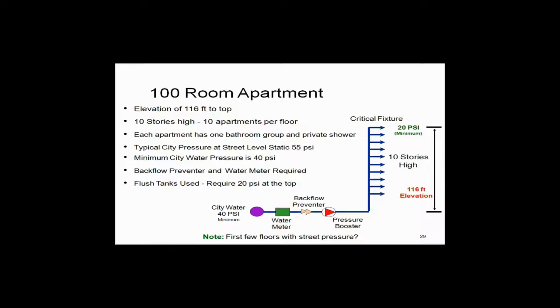How many apartments are there? Fine, but we're worried about pressure right now. Remember, 2.31 feet makes a pound. So I need that minimum pressure at the top of the critical fixture, and that's going to become very critical as we go forward for the new code bit. Then we got 10 stories of pipe, so we got the elevation.